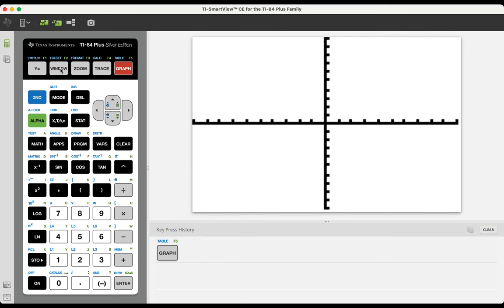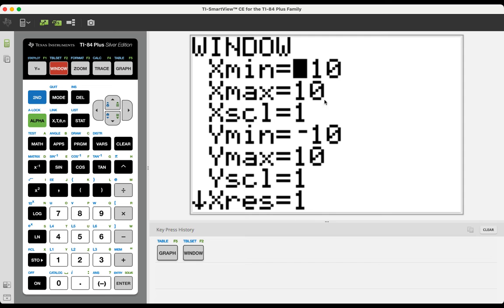If you click the window button at the top of your calculator, that is where you have the option to make changes. You can change the minimum x value and the maximum x value to make that horizontal axis go wider or narrower. And you can change the y minimum and the y maximum so you can see more top to bottom or less top to bottom.